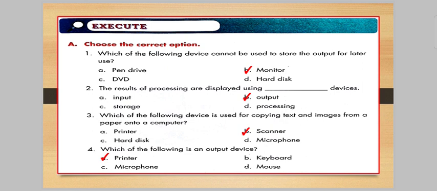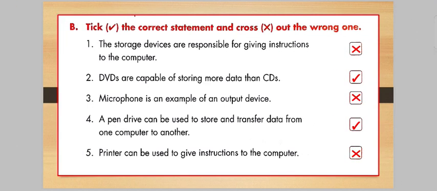Okay, so these are the tick marks from this chapter. Next is tick the correct statement and cross out the wrong one. First is the storage devices are responsible for giving instructions to the computer. This statement is wrong. The input devices are responsible for giving instructions to the computer. Next is DVDs are capable of storing more data than CDs. This statement is true.